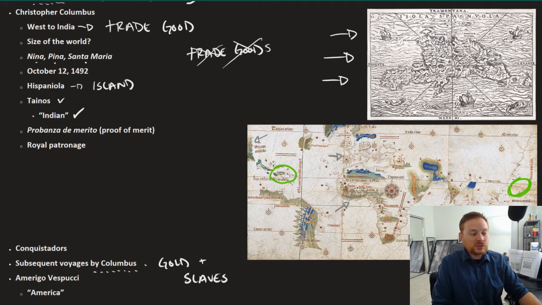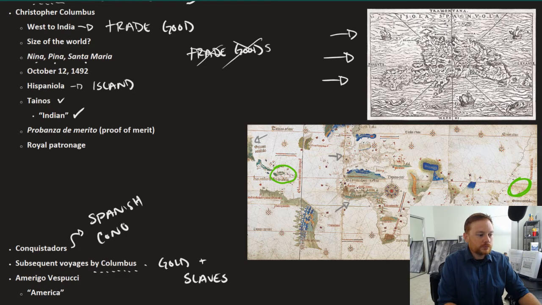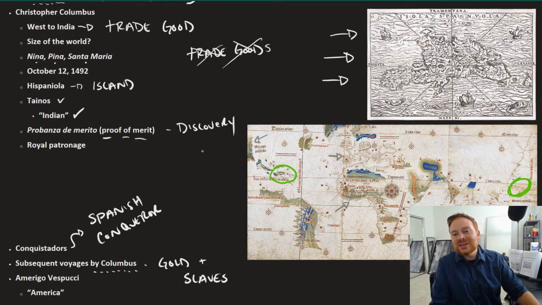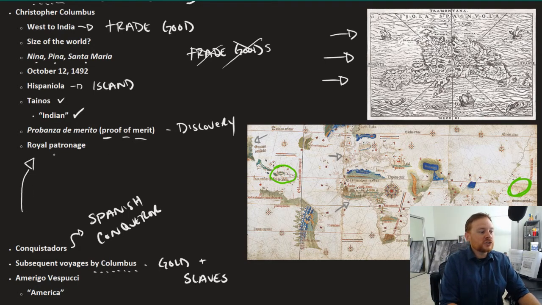And so subsequent Spanish conquistadors, so conquistador is a Spanish conqueror, right, sought to obtain probanza de mérito, or proof of merit, otherwise known as a proof of discovery. And a proof of discovery was something that a Spanish explorer or conquistador could provide a royal subject, like a king or queen, in an effort to try to earn patronage, which is money.